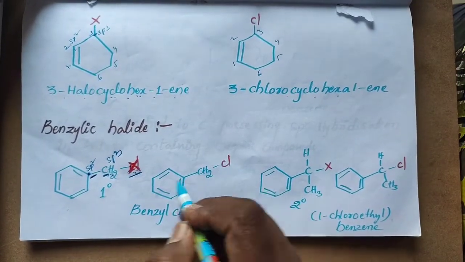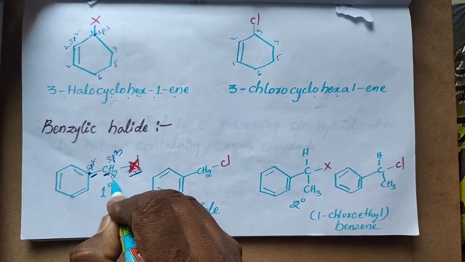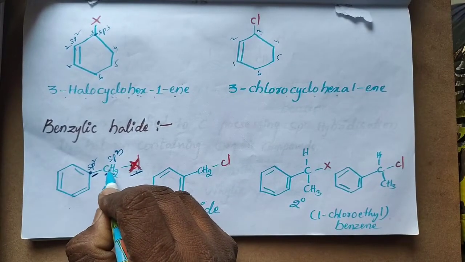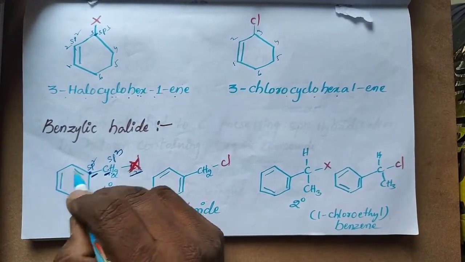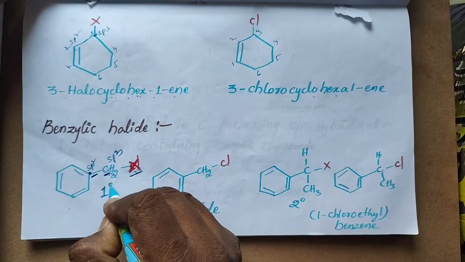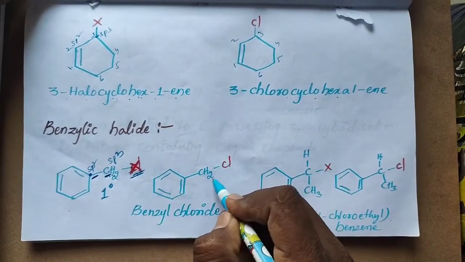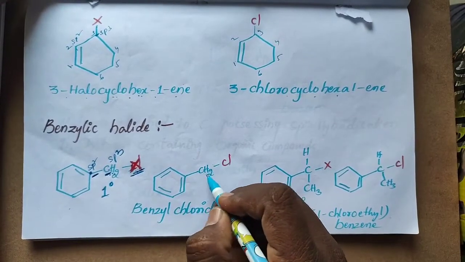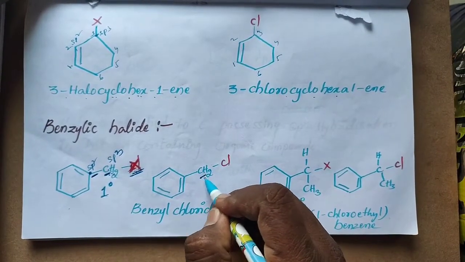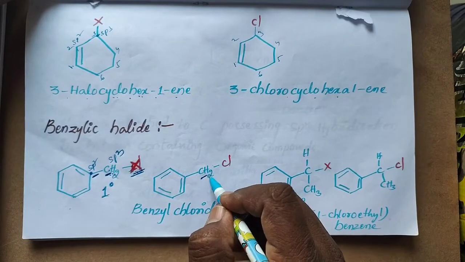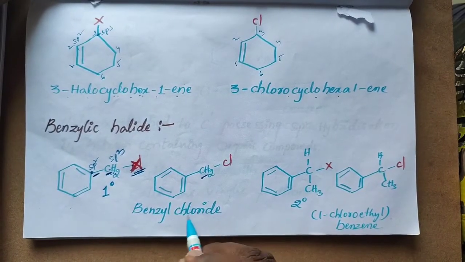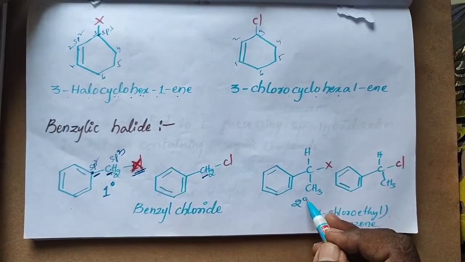Let's take an example. This is the benzylic position, and it has an alkyl group, but only one aryl group is there, so it is a primary position. Take that example with the halogen position as chlorine. So this is a benzylic position, and this is benzyl chloride. Next, secondary.